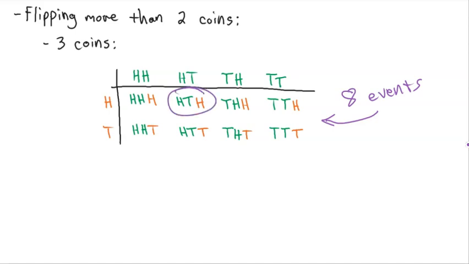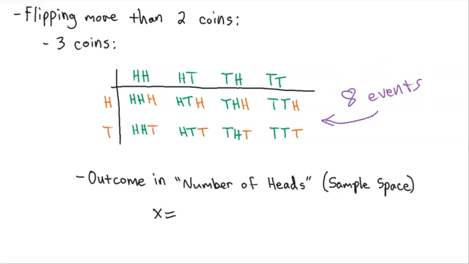In this event, the first 2 coins are heads then tails, and in the other one, the first 2 coins are tails and then heads, and those are different. Those have different separate probabilities associated with them. So when you're flipping 3 coins, you're going to have 8 possible events. But now when we want to identify the sample space, we have to decide, well, what is our outcome? Again, this time we're going to call it number of heads.